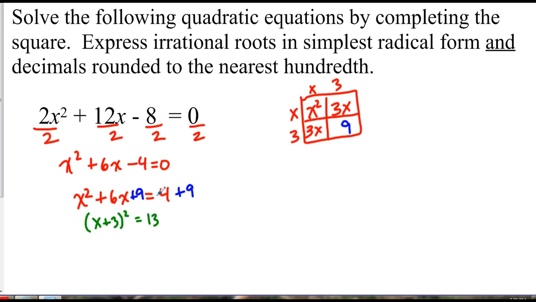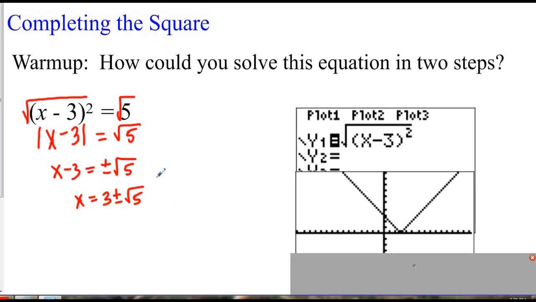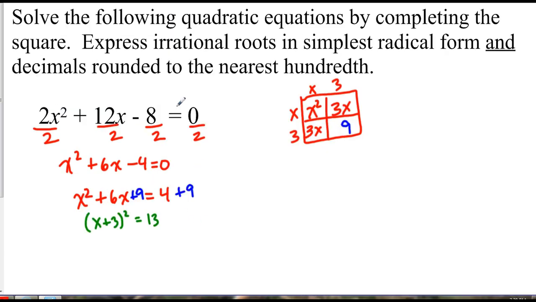Well, what did we do before? Well, before, when we had 2 steps to solve this, we square rooted both sides, we got the absolute value, and then we just solved for x. So we can do that again. We're going to square root both sides.